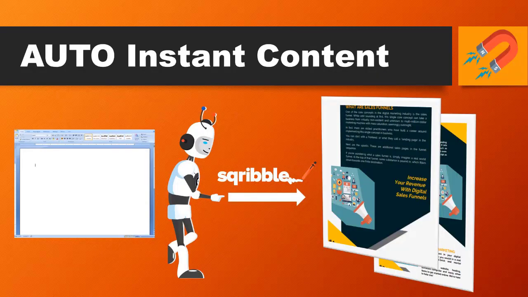Now, this is a massive feature of Sqribble. Sqribble will allow you to populate your entire ebook with automatic instant content. This is the big one. They've got an incredible content engine with just a few clicks. It's going to fill out your entire ebook. Okay, so just keep watching to find out more about this.